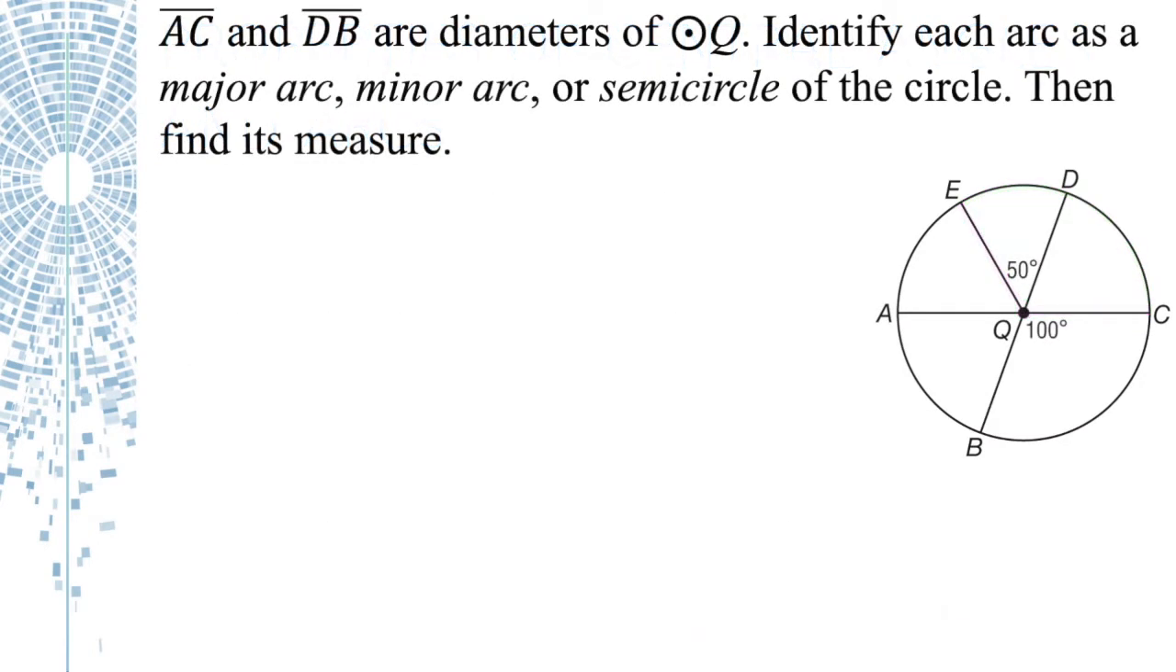So in this example, AC and DB are diameters of circle Q. We're going to identify each arc as a major arc, a minor arc, or a semicircle of the circle, and then we'll find its measure.